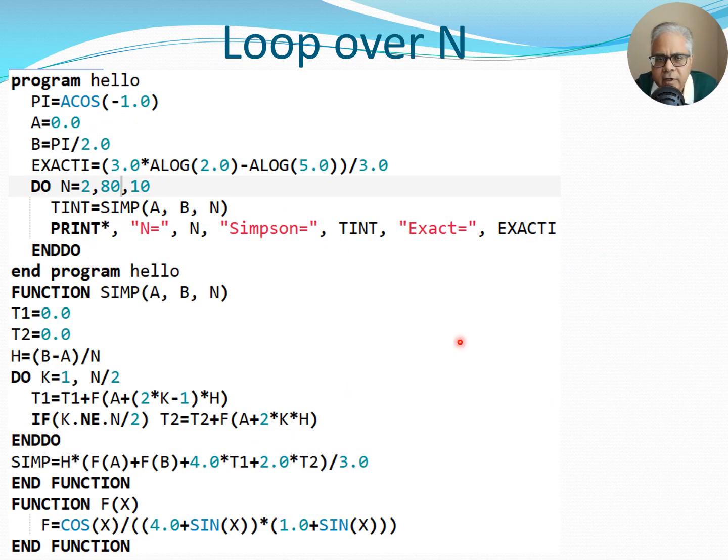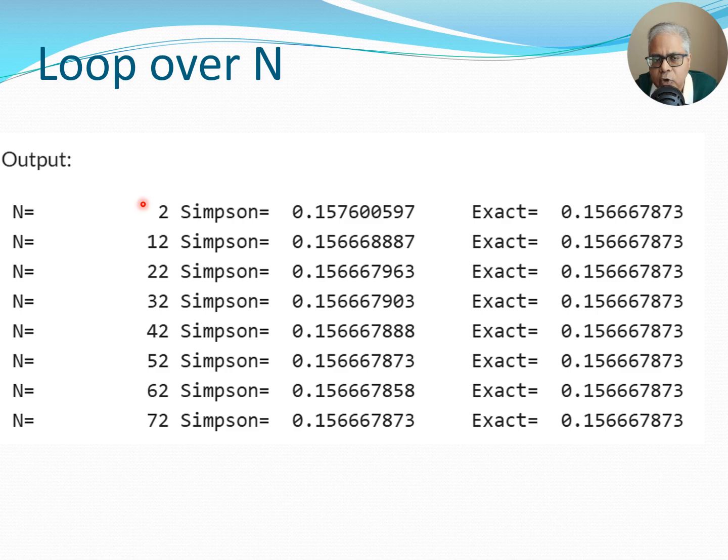Of course, we are not happy with that comparison because it's not to all the decimal places. So what I did here is I put a loop on top of the call to the Simpson function. And so I go n is 2 to a large number, 80, and I change its value in terms of 10. Let's try to see how this works out. So this is again in the same onecompiler.com. And this is the output I get.